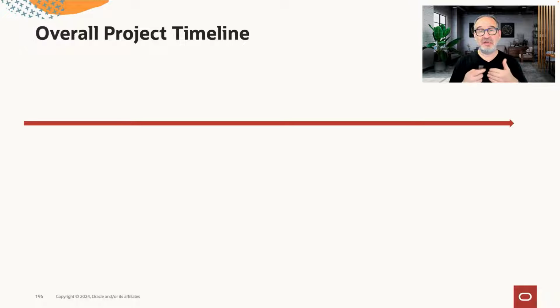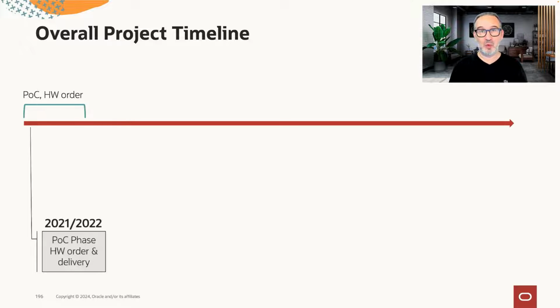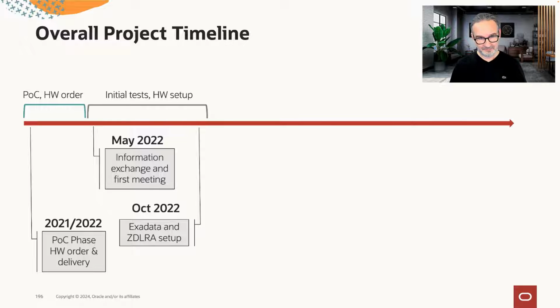So the customer in late 2020 already came to the point of what they wanted to do. And then in 2021, they started the proof of concept for the hardware, the Exadata hardware. At some point, the hardware got ordered, then it got delivered. And we got involved in the project in May 2022.